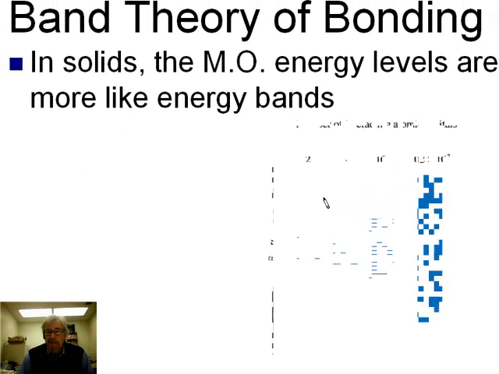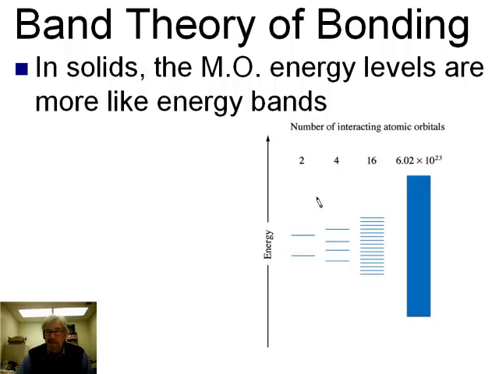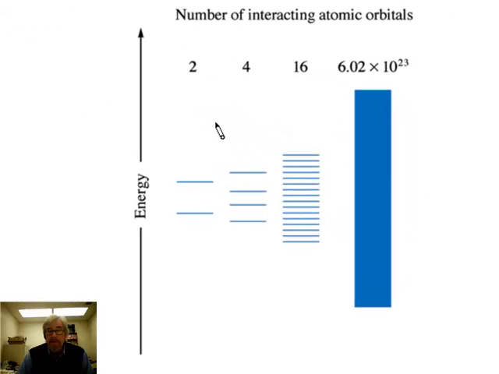Our last topic today is called the band theory of bonding. This is kind of difficult to grasp, but it explains a lot about why solids exist the way they do. We learned about molecular orbital theory earlier with single pairs of atoms bonding to each other. And so we had these energy levels.